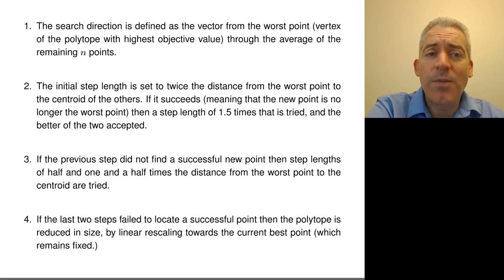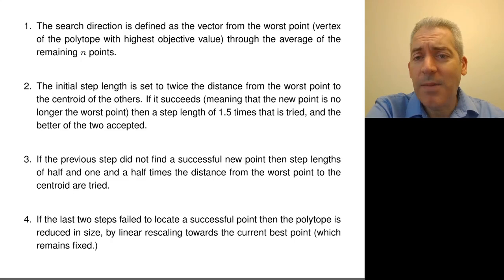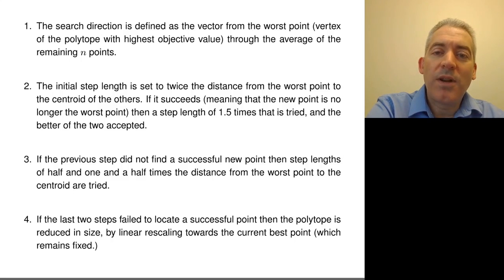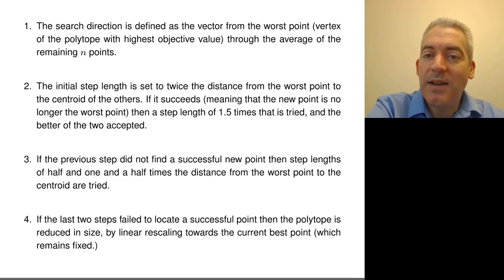It says, well, start from the worst point. So if we're thinking about going downhill, that would be the point with the highest function evaluation. So we start at the worst point, and we know that is in some sense not the right direction, right? So we want to be heading in a different direction to that worst point. We want to be heading away from the worst point. And so what we do is we head away from the worst point, sort of through the center of the polytope, or at least through the average of the remaining endpoints.